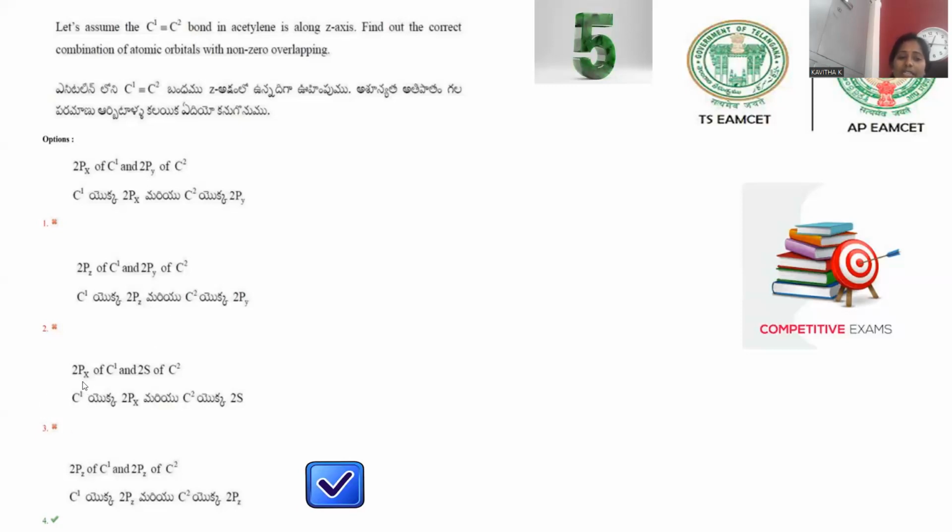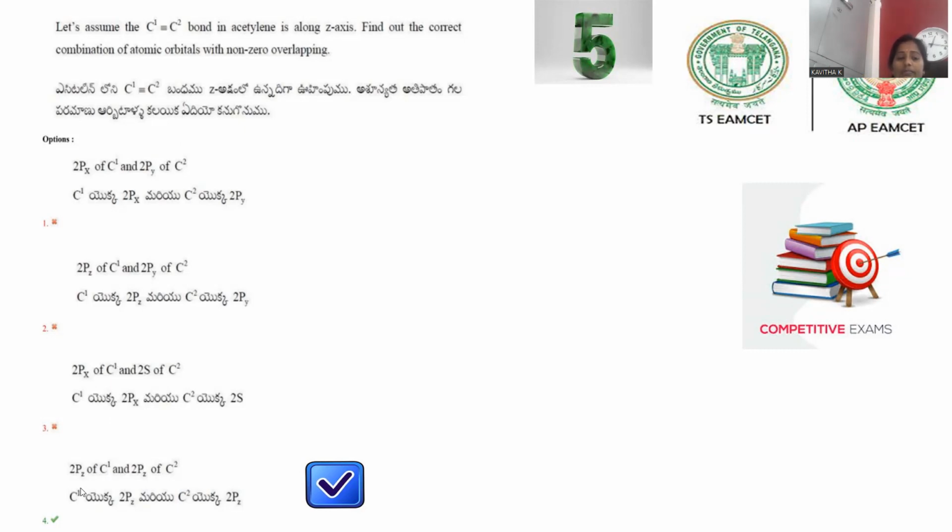Go with the 2px of C1 and 2s orbital of C2. This is not possible either, because acetylene has hybridized carbons only. C1 carbon is sp hybridized, and C2 carbon is also sp hybridized. So how can we go with this 2s orbital? Always, hybridized orbitals give rise to the sigma bond, right? Later on, pi bonds will be formed by lateral overlapping of unhybridized p orbitals only, but the 2s orbital will not come into the picture over here. This will not be a correct answer.